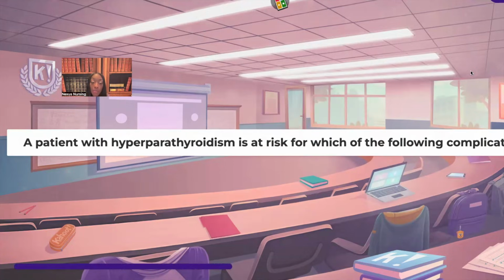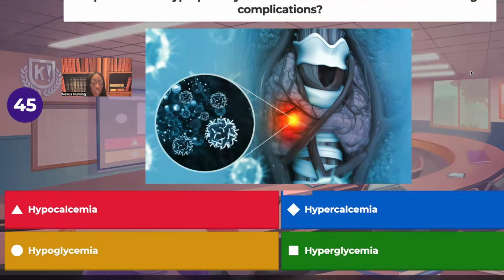A patient with hyperparathyroidism is at risk for which of the following complications? Hypocalcemia, hypercalcemia, hypoglycemia, hyperglycemia. What do you guys think? A patient with hyperparathyroidism, what are they at risk for?